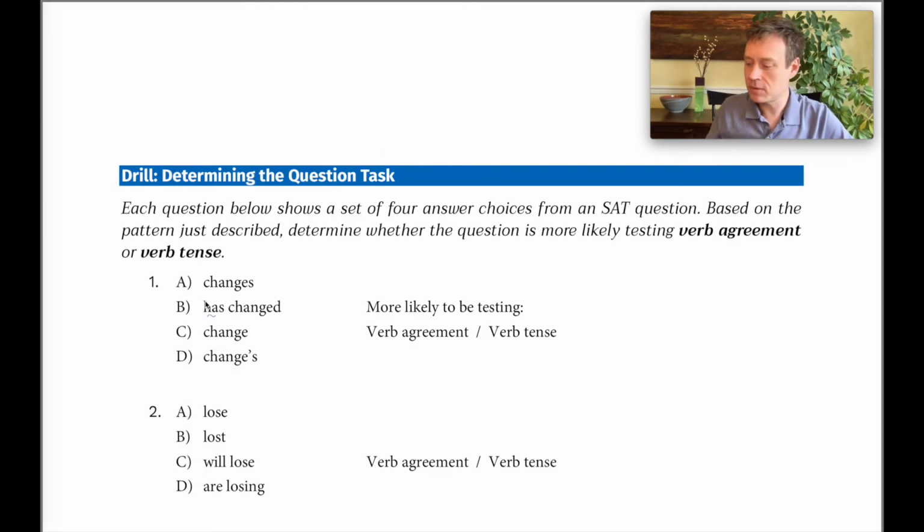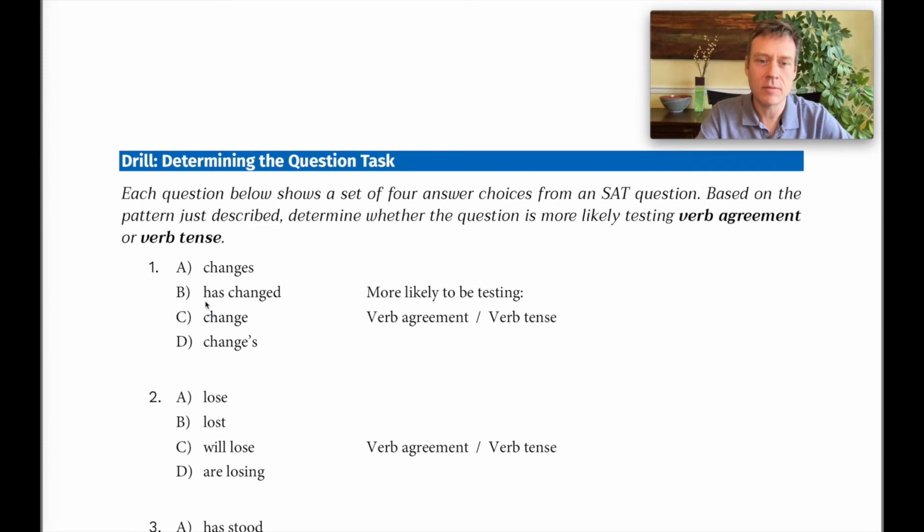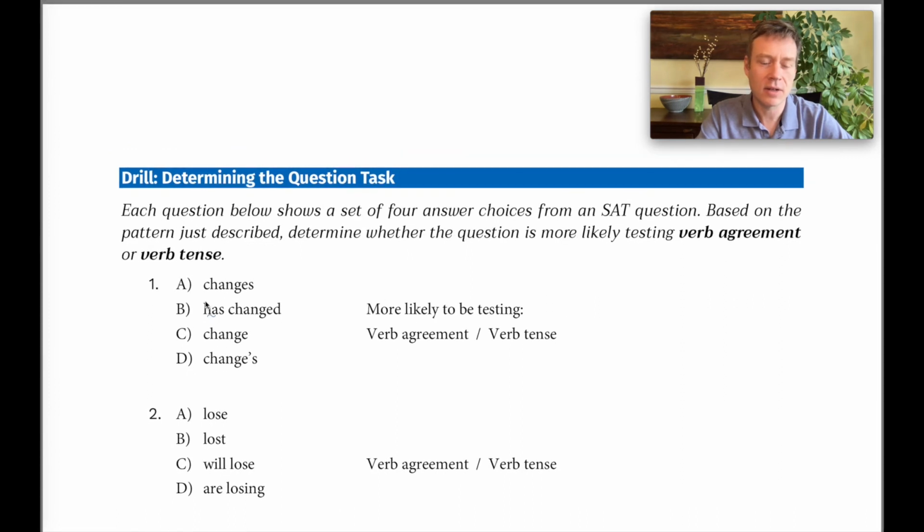So here's a little drill where we can check out some different possible question tasks. So let's just do these together. So take a look at the first one. We have changes, has changed, change, changes with an apostrophe here. Do you think this is more likely to be testing verb agreement or verb tense? Well, I see this pattern here where choices A and C are both in the present tense. This one is singular, this one is plural. So I would say this is probably testing verb agreement.